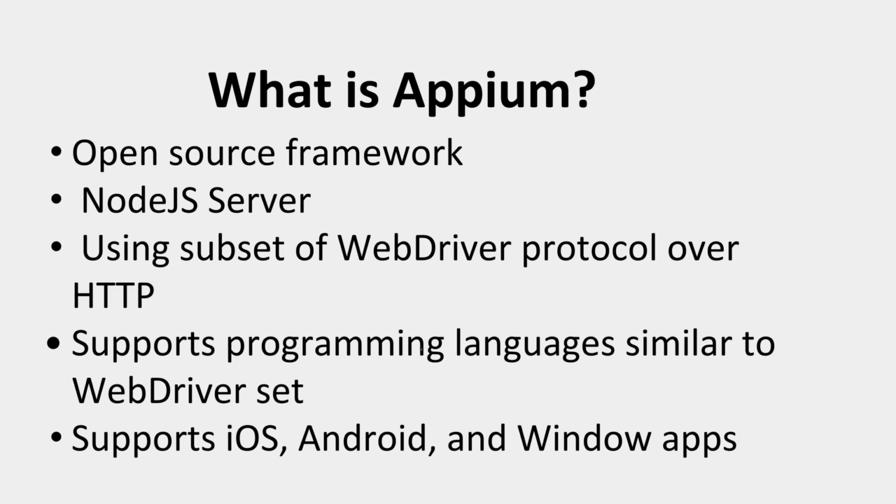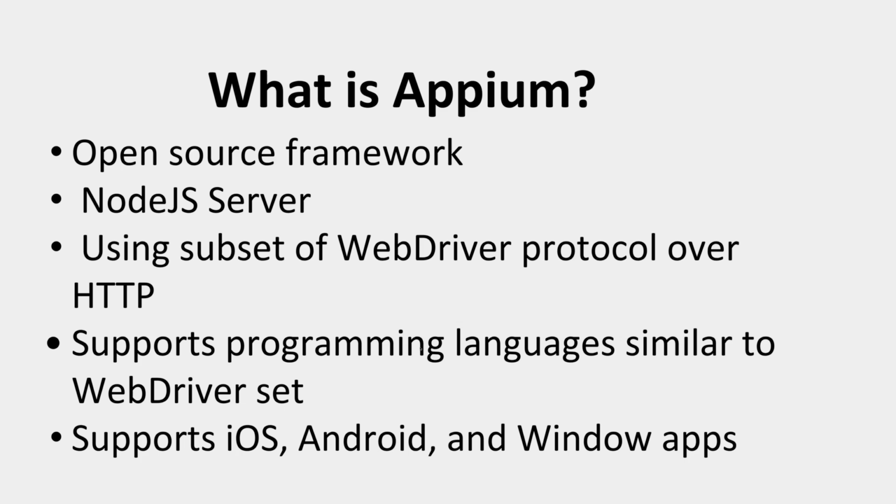What is Appium? Appium is an open source framework developed by a company called Sauce Labs. It is open source, but Sauce Labs spun it off as a project and open sourced it for the community to support. Believe it or not, it's a Node.js server, nothing more, nothing less. It's a server that you have to run on your computer, or a computer that will execute your tasks, could be AWS or anywhere in the cloud. It's using a subset of the WebDriver protocol over HTTP.